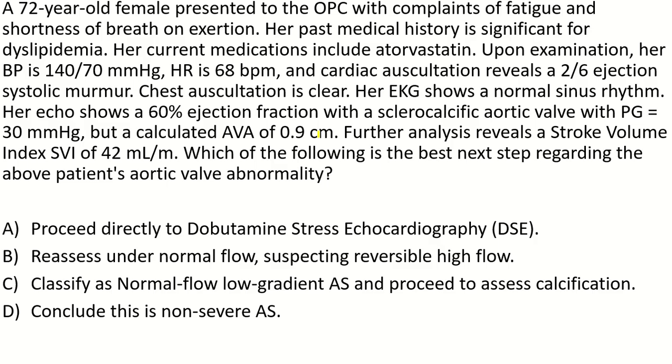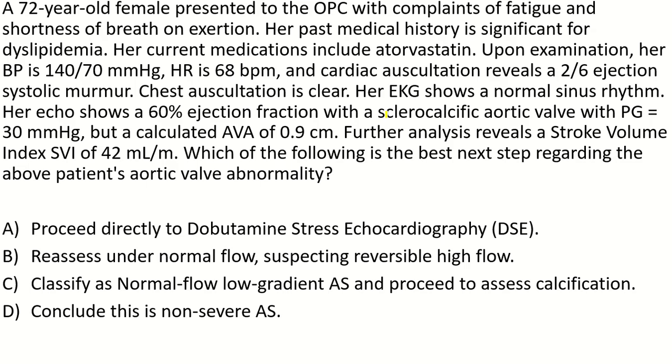So the next question: we have a 72-year-old female patient presented to the OPC with complaint of fatigue and shortness of breath on exertion. The past medical history is significant for dyslipidemia and her current medication includes atorvastatin. Upon examination, her blood pressure is 140 and cardiac auscultation reveals an ejection systolic murmur. Her chest auscultation is clear, however her echocardiography reveals a preserved ejection fraction and a sclerocalcific valve with pressure gradient of 30 and calculated aortic valve area of 0.9.